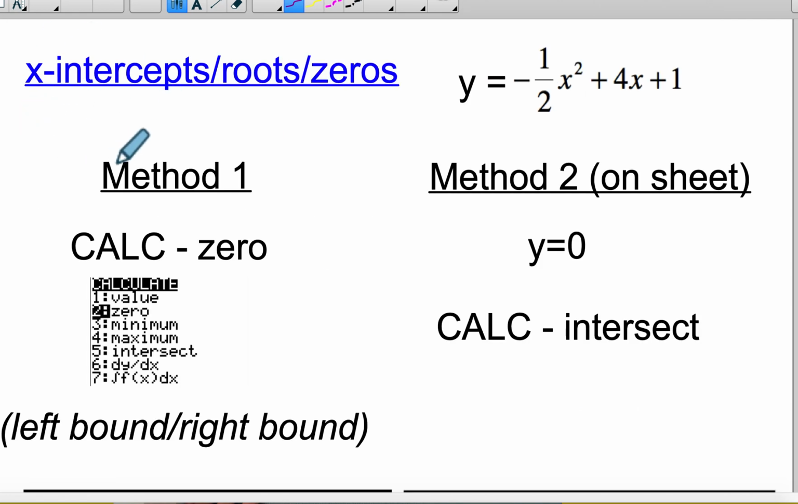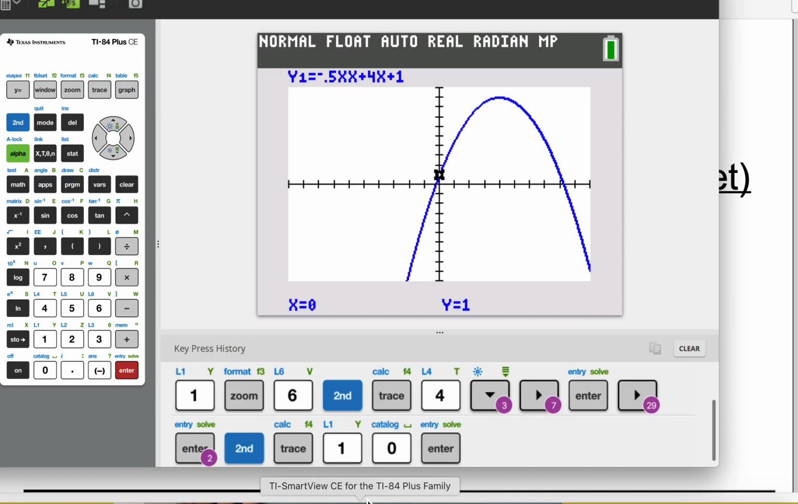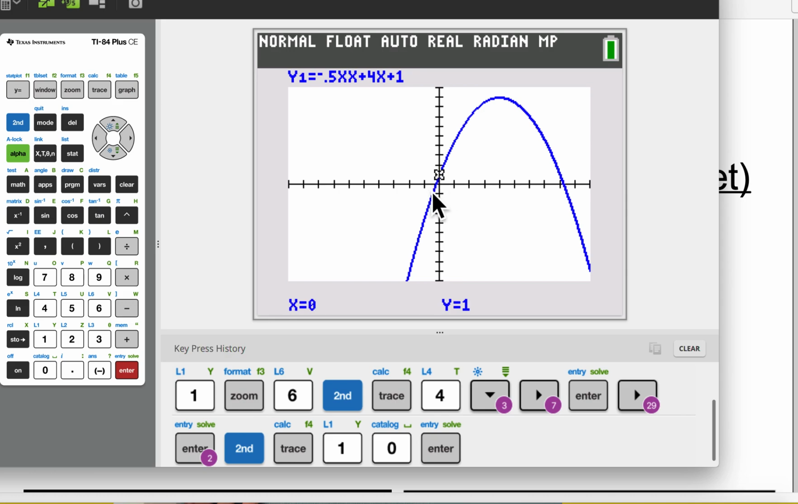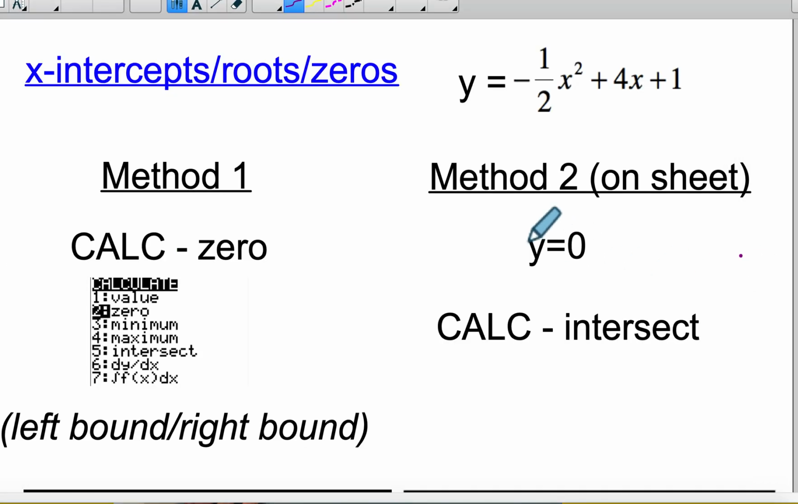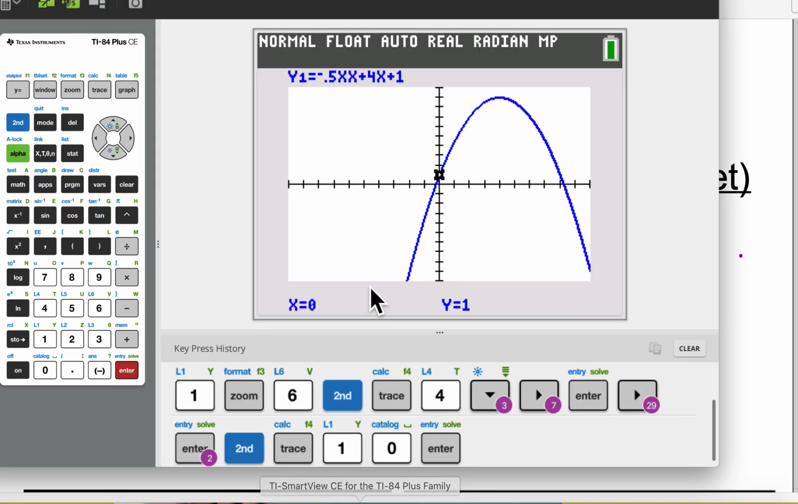Another characteristic, the x-intercepts, right? On my graph, I have an x-intercept right there, and I have another x-intercept right there. A lot of times there's 2 of them. It's possible to have 1, and it's certainly possible to have none. In here, I can find it doing 2 different ways. I'm not going to even worry about method 2. You guys can just be comfortable with the 0 method. Again, if you're on Desmos, you just hover right around it, and it'll tell you.